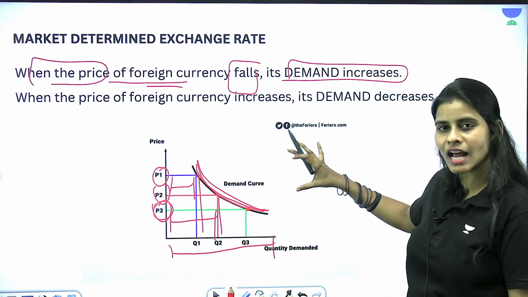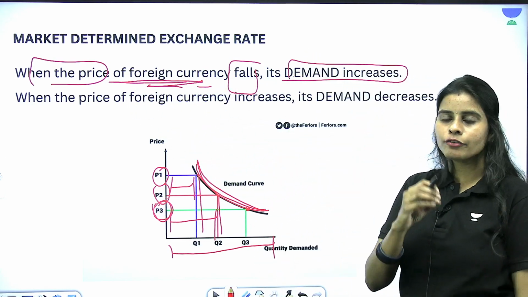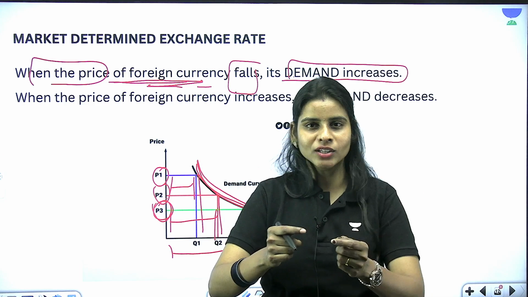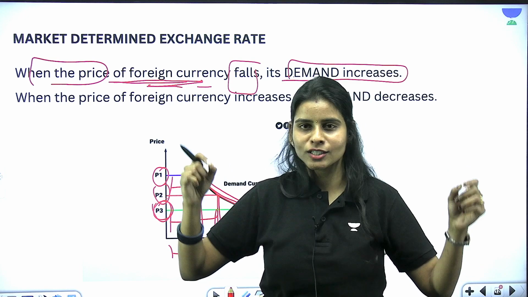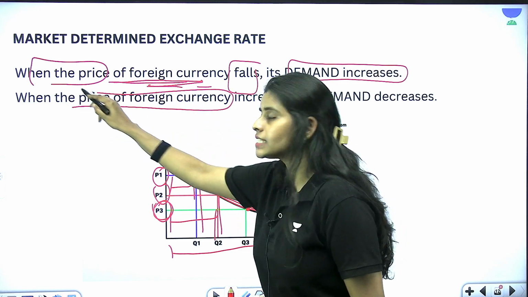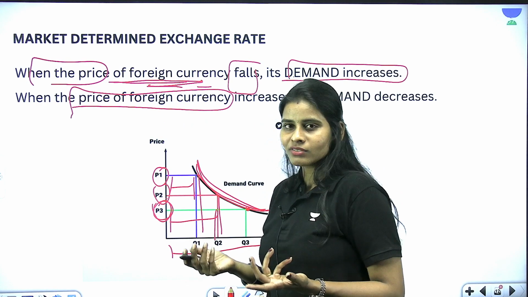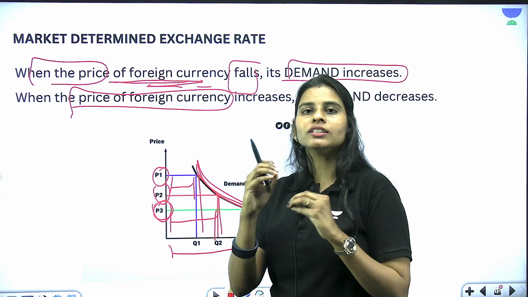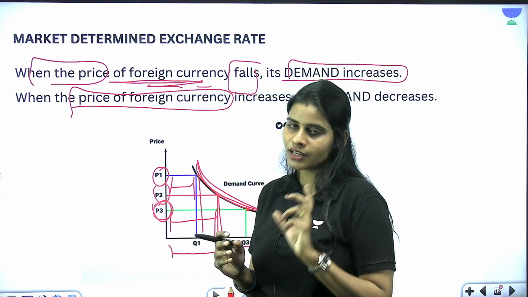Okay, so basically what is happening here, whenever the price of foreign currency is decreased, if I tell you $1 is equal to just 10 rupees, everyone will go and purchase dollars, right? So what is going to happen in that case? The demand for dollars will increase. So it is as simple as that. Whenever the price of foreign currency increases, if I rather tell you $1 equals 200 Indian rupees, no one will buy that, right? In that case, the demand will decrease. So this is how the demand of the foreign currencies will also vary in the foreign exchange market.